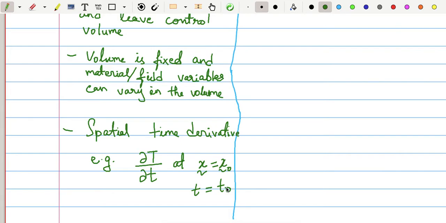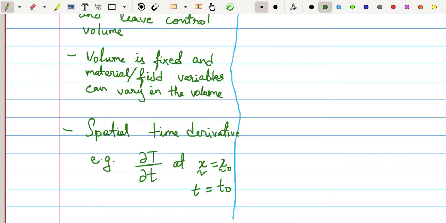Spatial time derivative. Now, can anybody tell me, intuitively speaking, what does spatial time derivative mean? What does spatial time derivative mean? That is the derivative between space and time. Sorry? That is the value of the derivative at a certain point in space and at a certain time. Evaluated at a certain point in space and at a certain time.